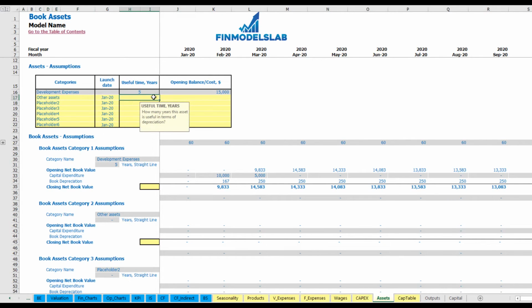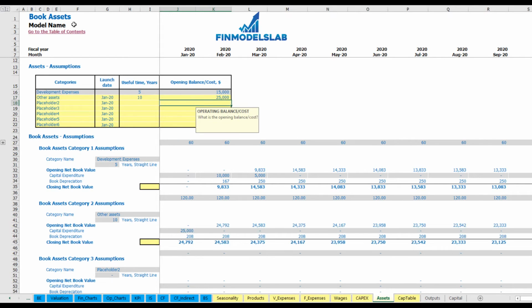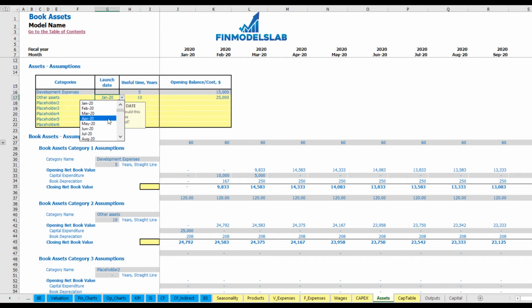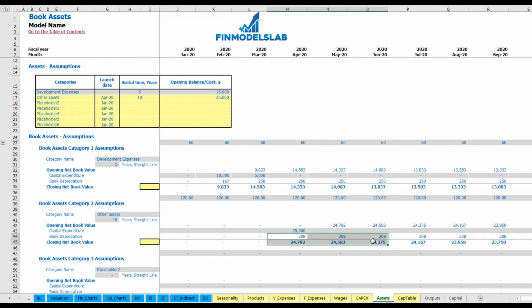with a useful life of 10 years, with a cost of $25,000 and with a launch date in April. You may find it in here. You can see capital expenditure. You may see book depreciation by months for these amounts, and you may see closing net book value.